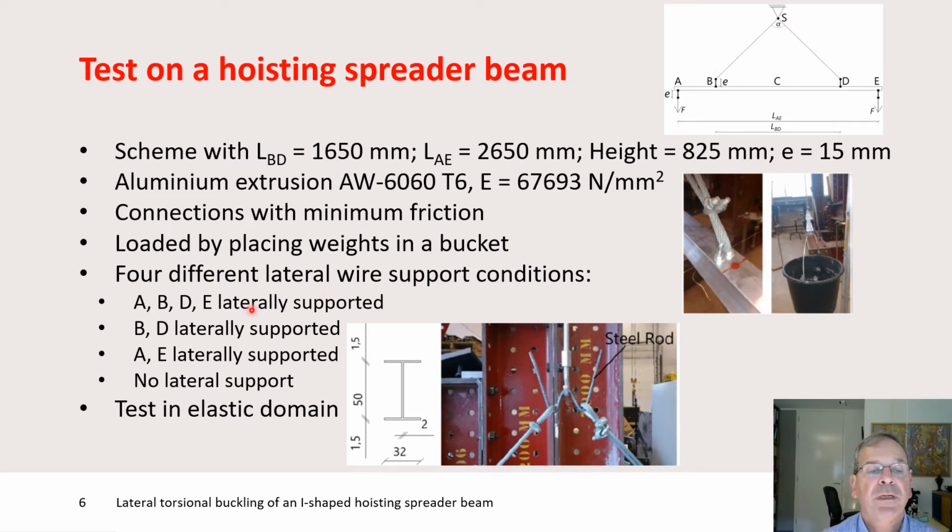And we had four different support conditions. All points A, B, D, E supported, or only B and D, or only A and E, or no lateral support at all. And that, of course, is the situation which we face in practice with a freely suspended hoisting spreader beam.